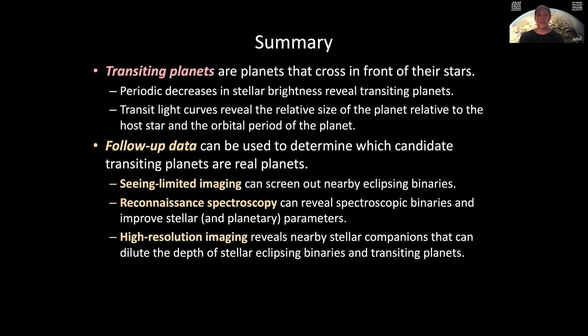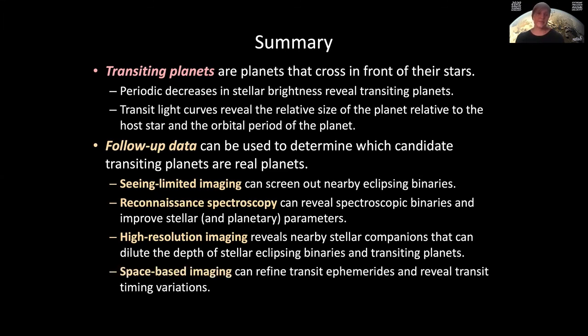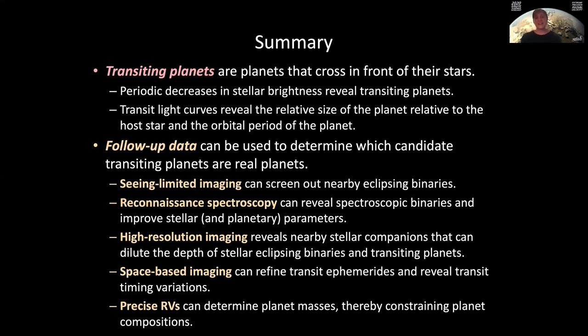With high-resolution imaging, we can identify nearby stars that could be diluting the transit depth of transiting planets, or even causing eclipsing binaries to appear to be transiting planets. With space-based imaging, we can get better constraints on exactly when future transits occur, which would allow us to schedule detailed atmospheric studies, for instance, with the James Webb Space Telescope. And finally, with precise RVs, we can determine planet masses, which allows us to constrain planet compositions.